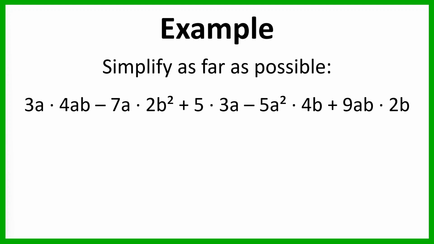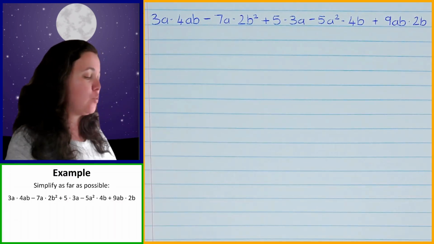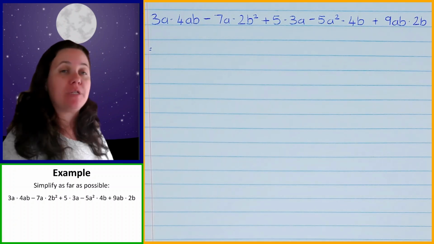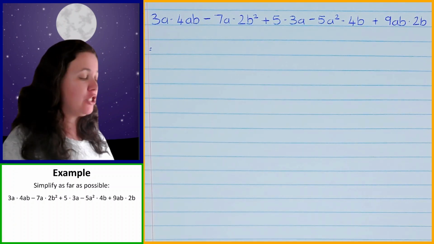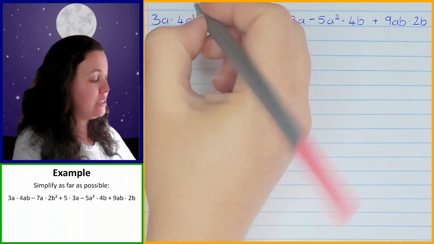For this one, we need to simplify as far as possible. You've been given the expression 3a times 4ab minus 7a times 2b squared plus 5 times 3a minus 5a squared times 4b plus 9ab times 2b. Okay, so let's have a look at how we would do this question. Okay, so here I've got the expression written down. It's quite long, okay, but it's not very difficult to actually work this out. All we need to do is take each of the terms. So I look for my pluses and minuses to see where the terms are separated. So here's a minus.